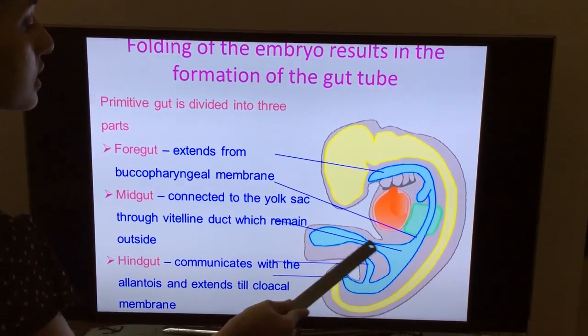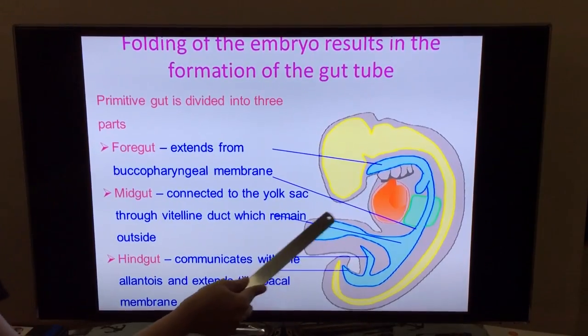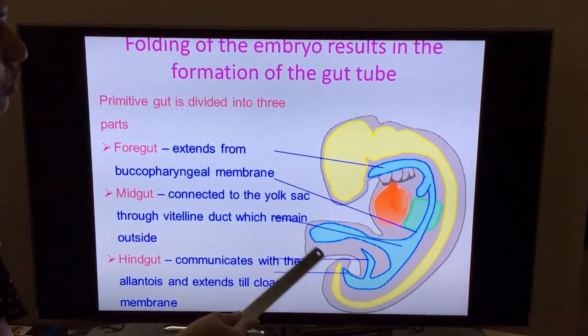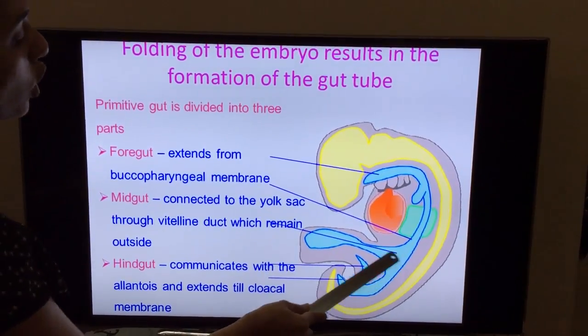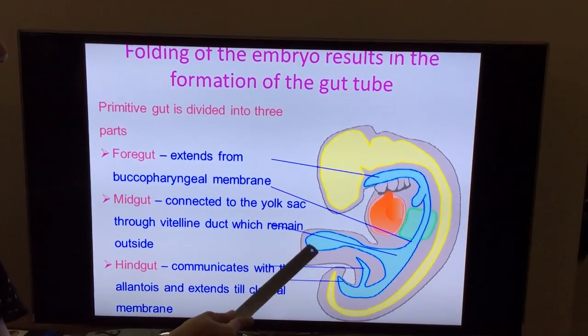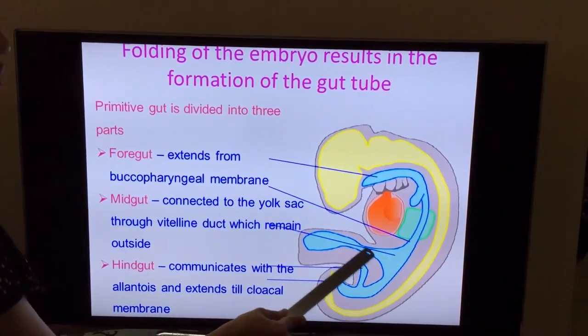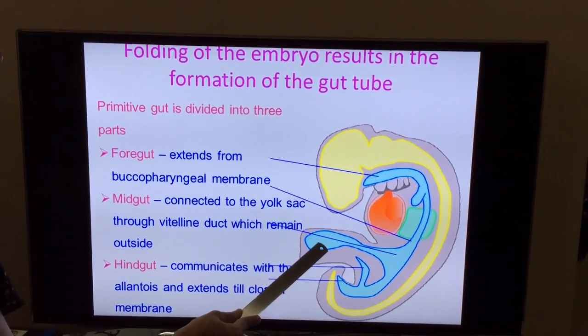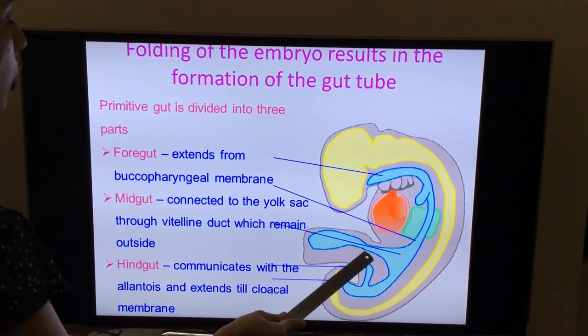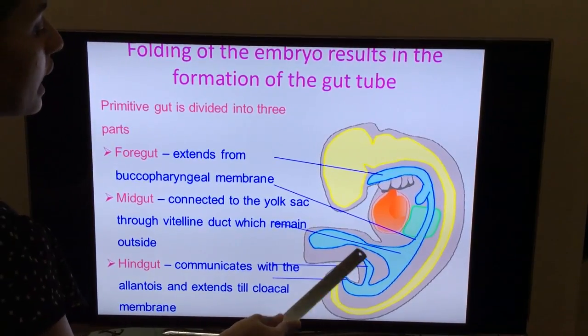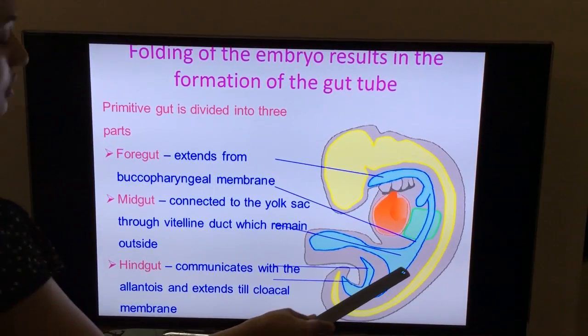This midgut is connected to the yolk sac. So this is the yolk sac within the extraembryonic coelom. It is connected to the yolk sac by a duct called the vitelline duct. This duct, which connects the midgut to the yolk sac temporarily, is called the vitelline duct. Then this is the hindgut.